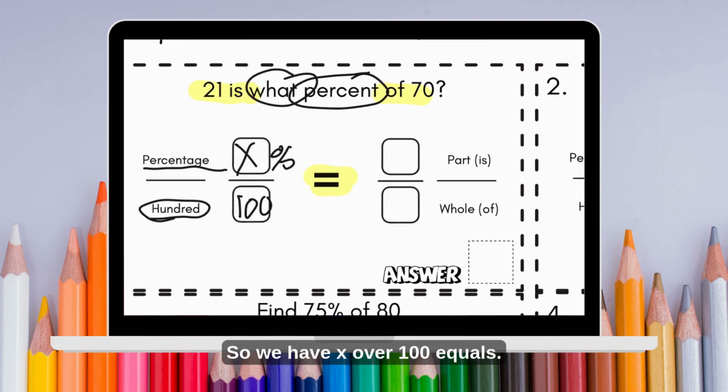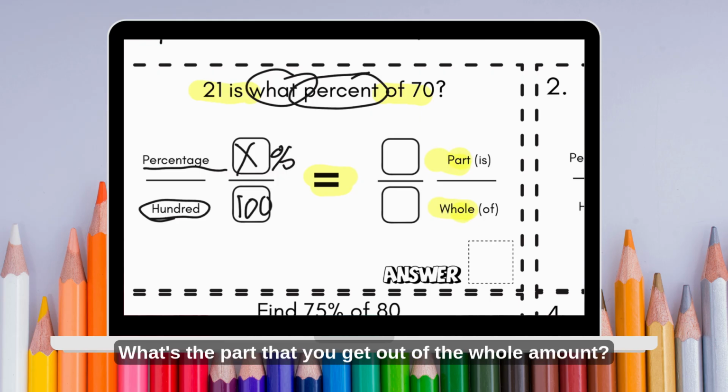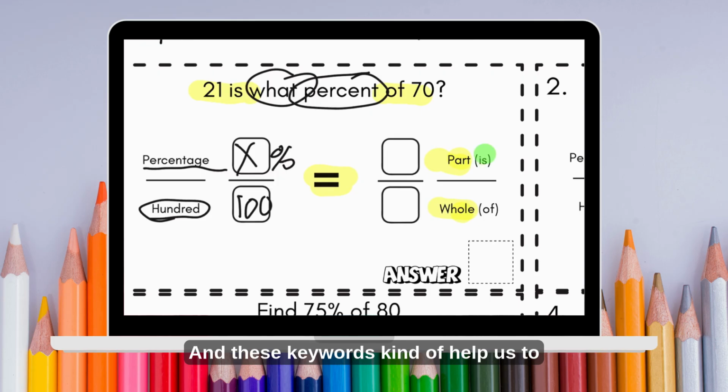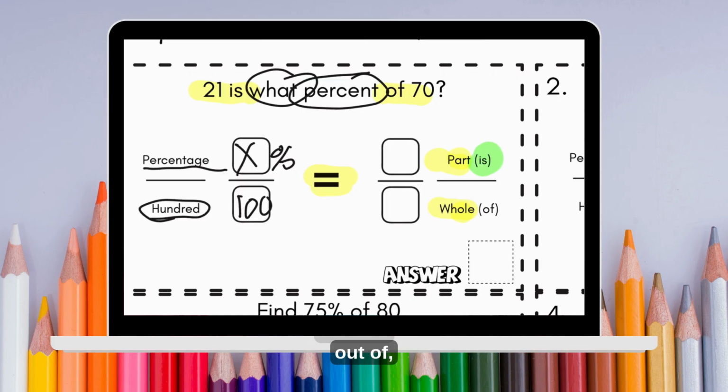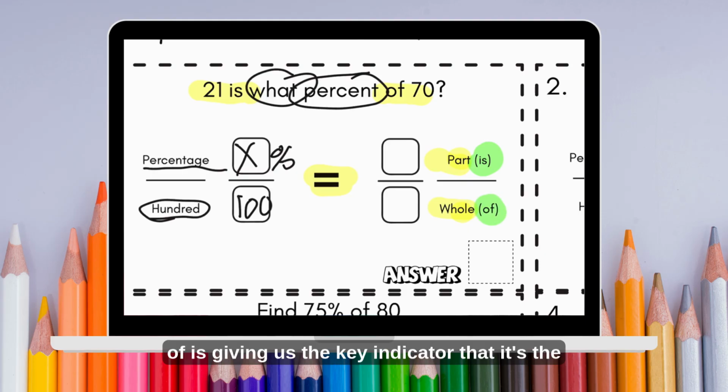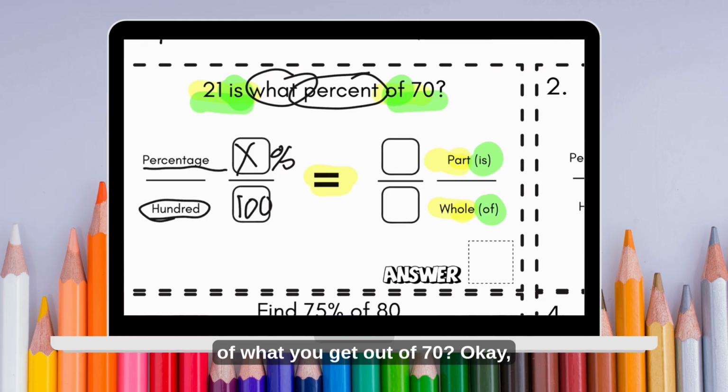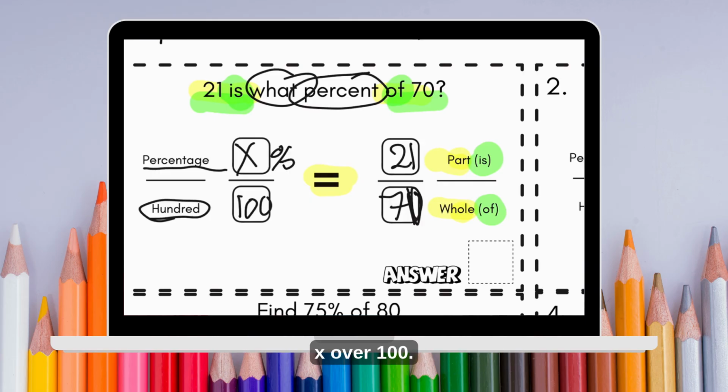So we have x over 100 equals, and then here we have another fraction. A fraction is a part to whole comparison. What's the part that you get out of the whole amount? And these keywords help us identify the whole amount: "out of" is the key indicator. So our whole amount is 70. What is the part? 21 is the part that you get out of 70. So we have 21 over 70 equals x over 100.